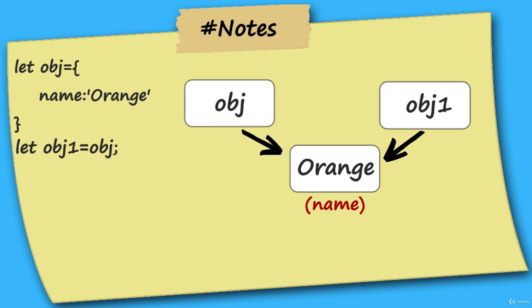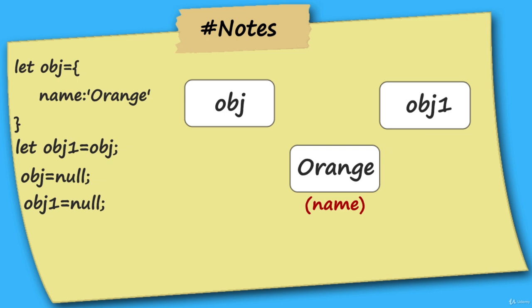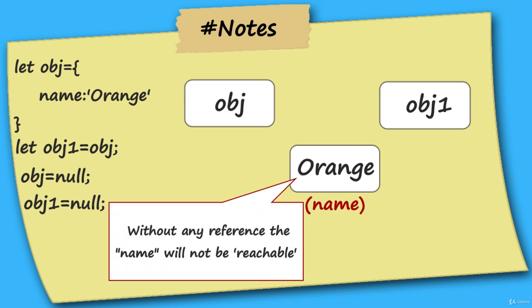Now in case I say obj is equal to null, then this reference will be removed. In case we do the same thing with obj1, if I say obj1 is equal to null, then this reference will also be removed. Then again this name is unreachable.